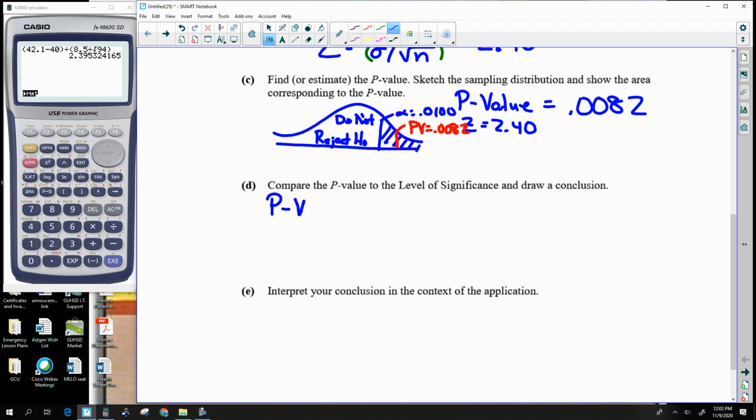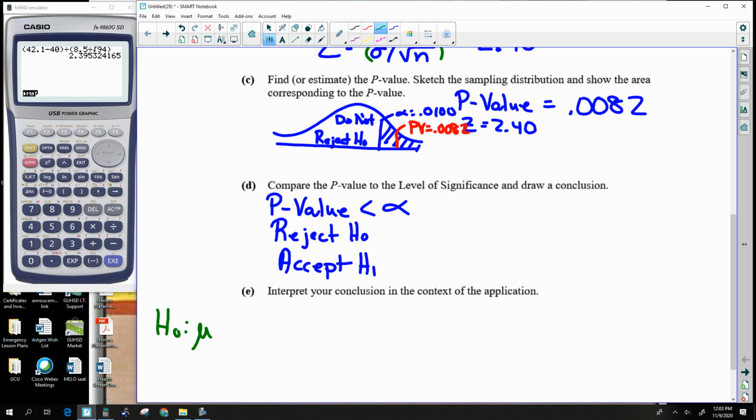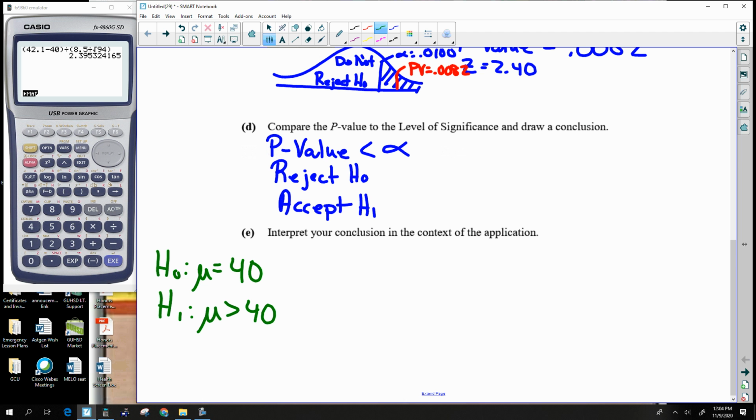So we just showed that the p-value is less than my alpha. That means we reject H0 and accept H1. So I'm sorry, back up just a little bit. I know that I wrote down that the null hypothesis is the average is 40, and the alternate is that the average is more than 40. Or it's greater than, I should say. So with that, I say exactly that, just in words. So reject H0, accept H1.